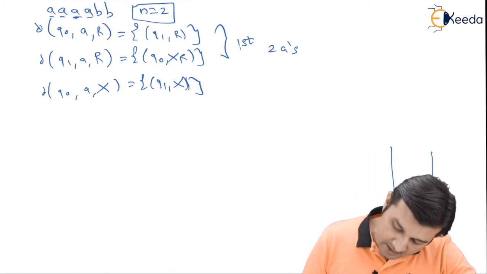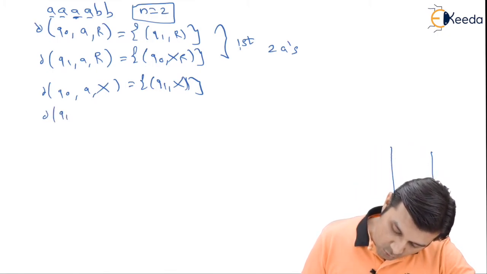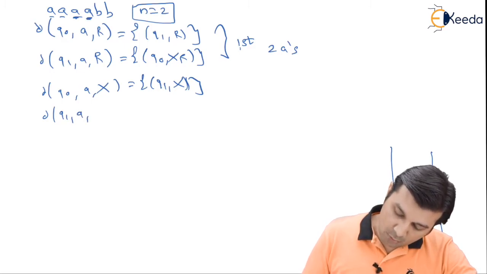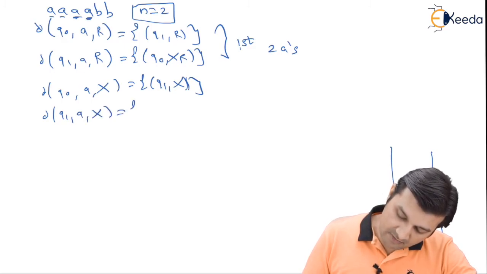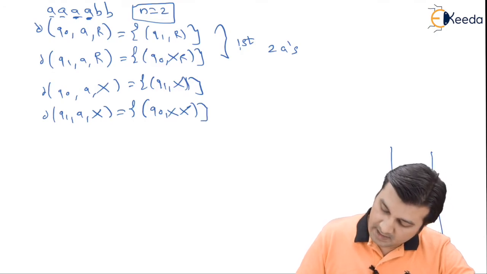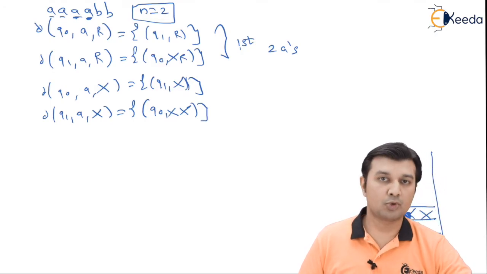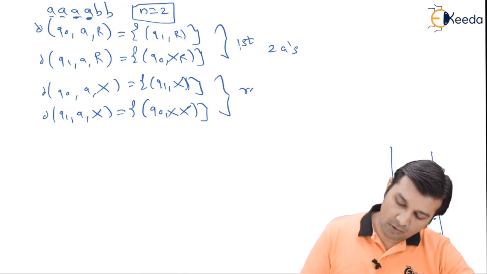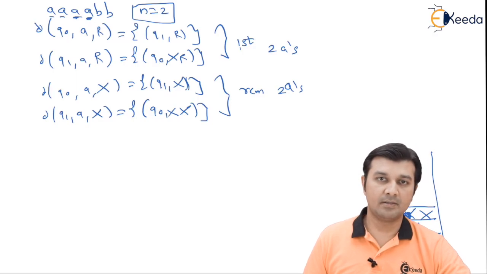Going further ahead, I am in state Q1, the input symbol is my fourth A, the stack top is X, and we say simply now go to Q0 and perform a push operation on the X. Now X is going to be pushed onto the stack. And this operation will be repeated for all of the remaining 2A's in a similar fashion.